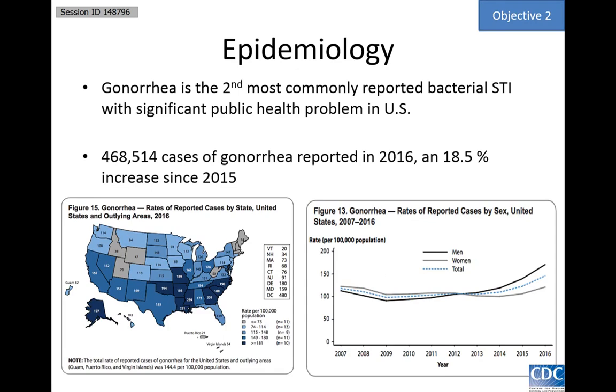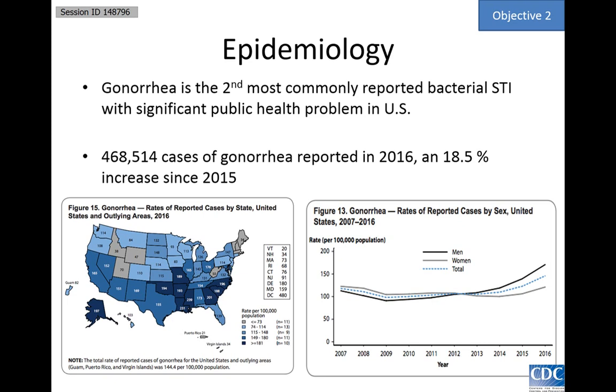So gonorrhea, according to the CDC, is the second most commonly reported bacterial STI with significant public health problems. Just in 2016, there were about 468,000 reported cases, and that is an increase of 18.5% from 2015. The areas of the U.S. that are mostly affected are going to be the southern part of the country, with D.C. being one of the areas that had the highest reported cases.